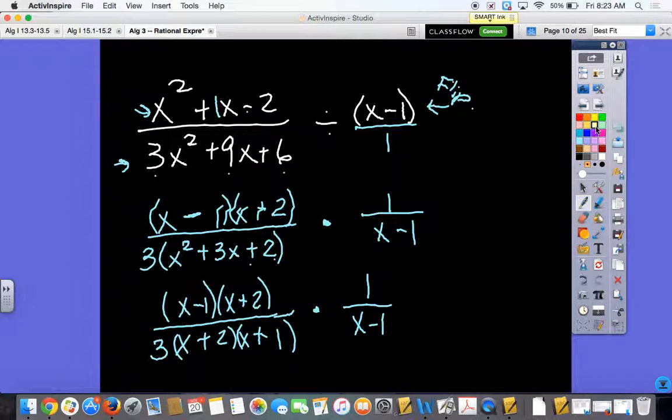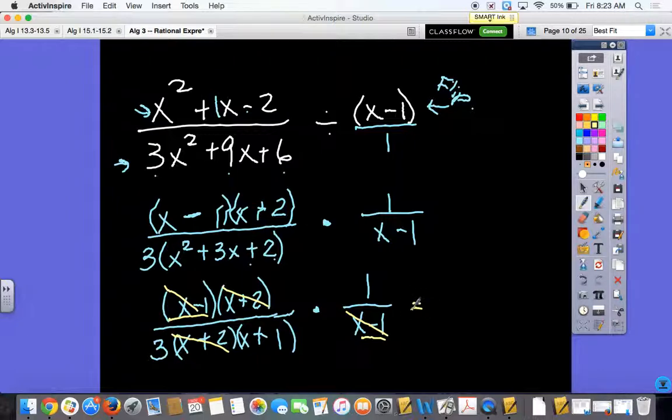Now that we've got it completely factored, we can find matches. I have an x minus 1 and an x minus 1. And remember, it has to be the entire binomial. Those are glued together. You can't just take parts. The x plus 2 goes with the x plus 2. And I think that's it.